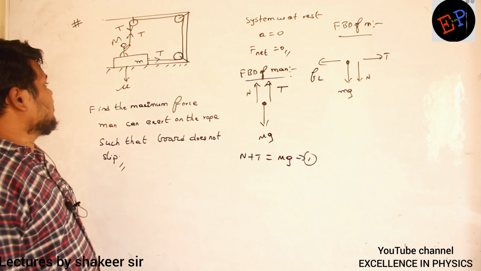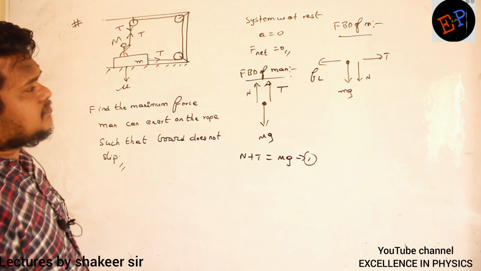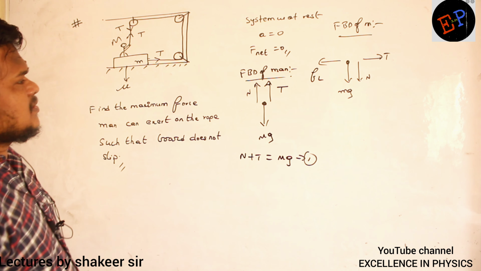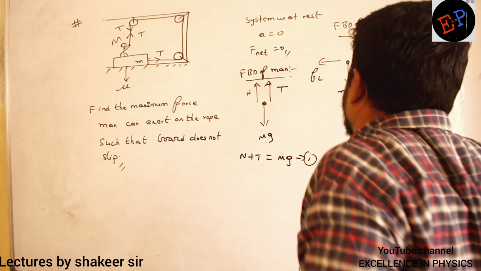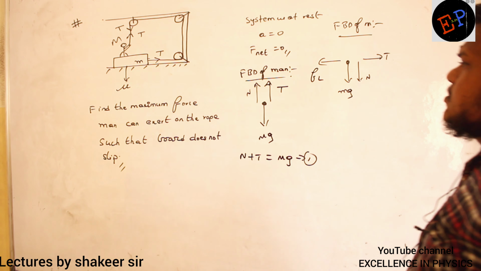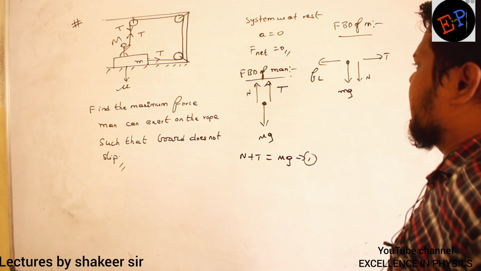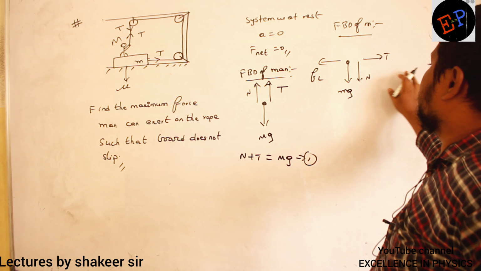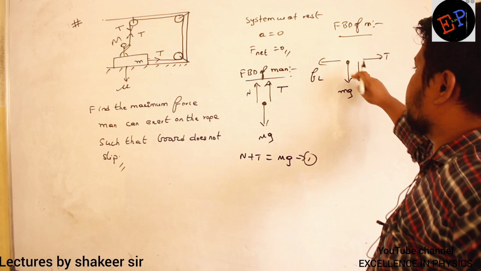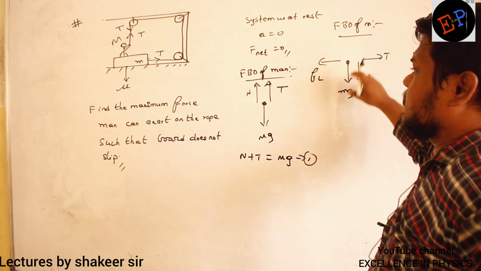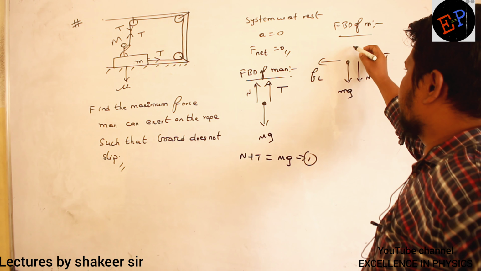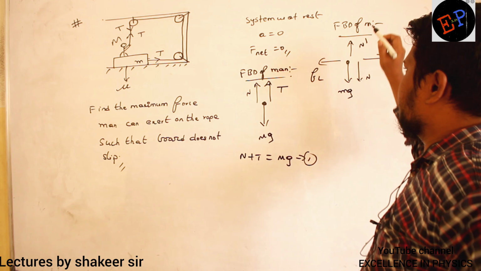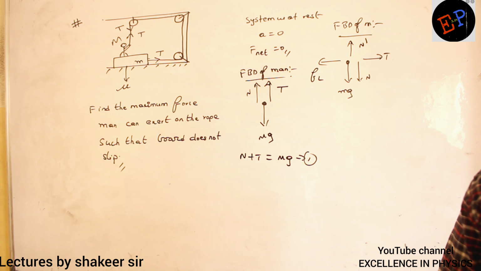Then any other forces? Some more force is N dash, also present. See, normal reaction and mg are the forces which are pulling this mass downwards. So this total force falls on the ground. Ground will give a normal reaction N dash. So these are the different forces. Are you able to understand?